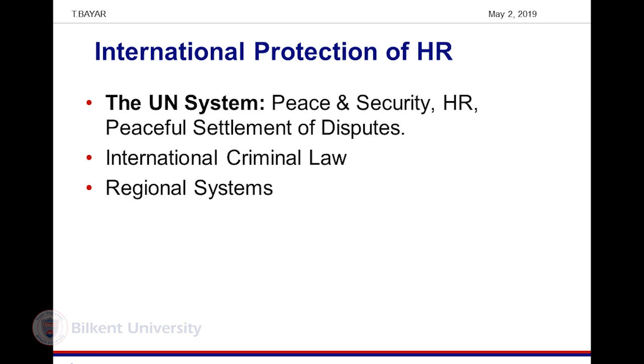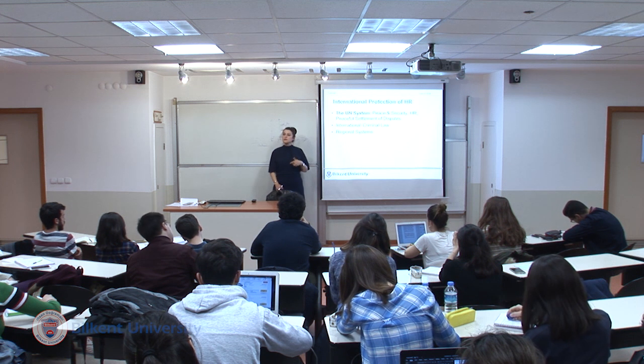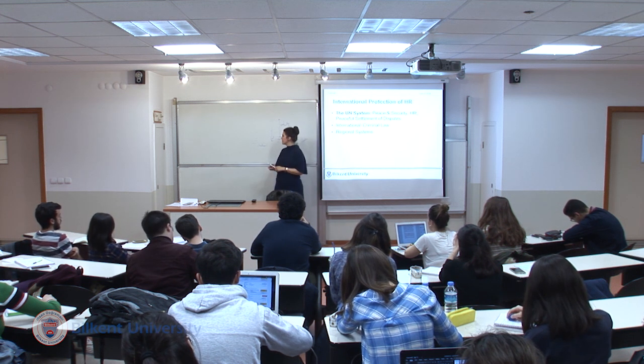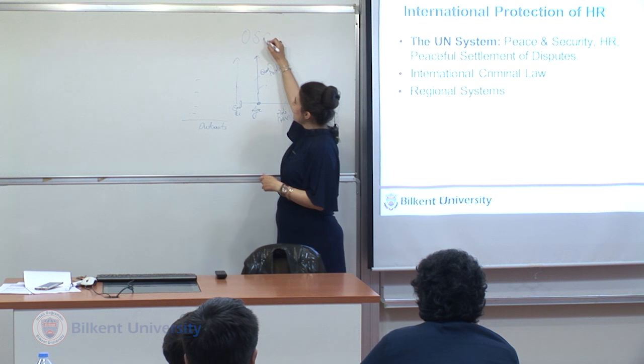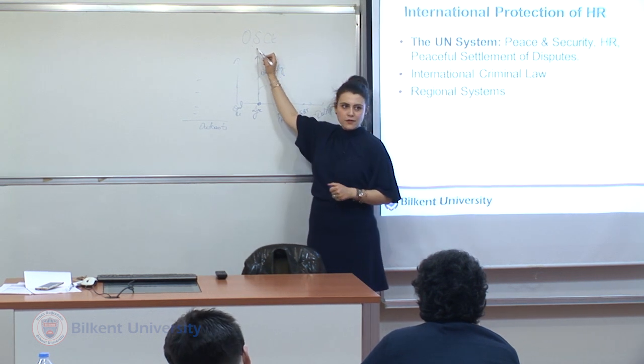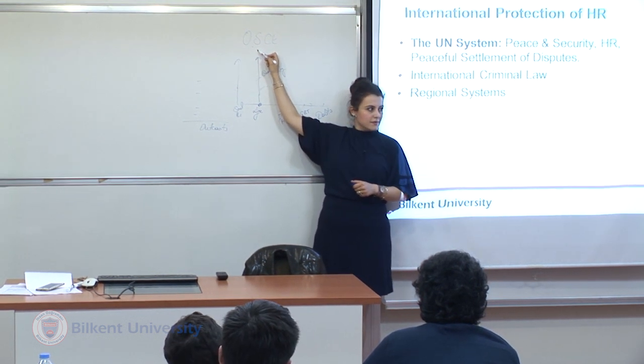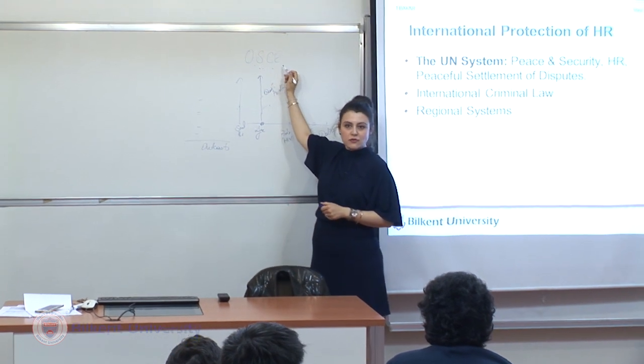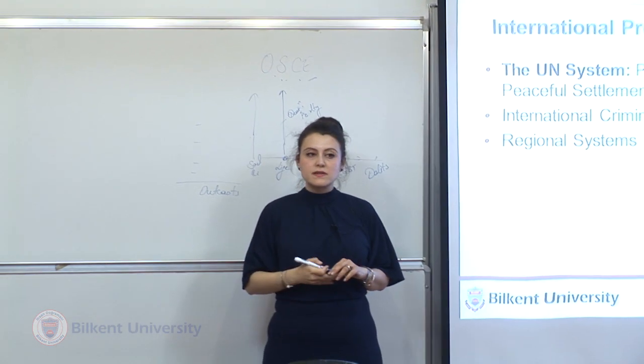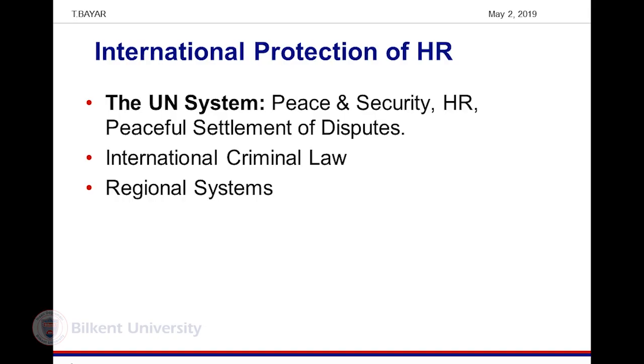There are numerous bodies. Under the United Nations, you can come across diverse sub-bodies whose main aim is the protection of human rights. That can be the United Nations High Commissioner for Refugees, UNICEF, the United Nations Human Rights Council, and so on. There are multiple examples. Or what is that? OSCE, the Organization for Security and Cooperation in Europe. Its aim is also concentrating on human rights.